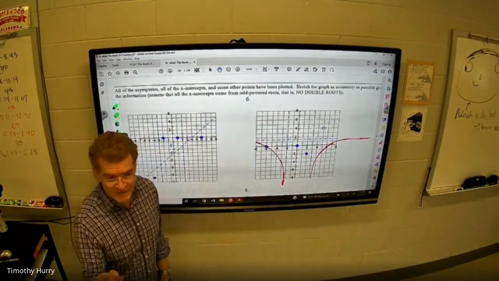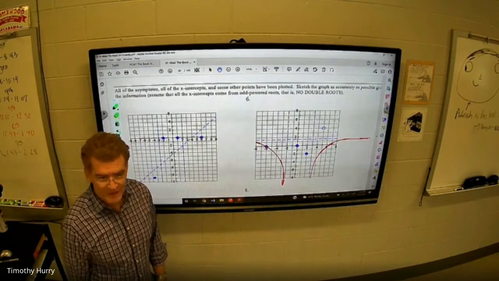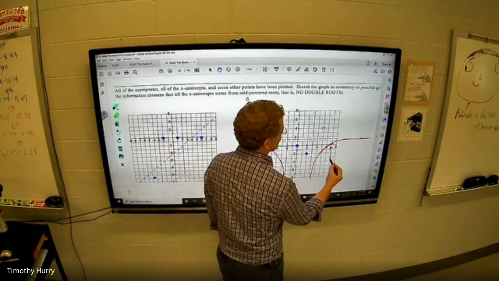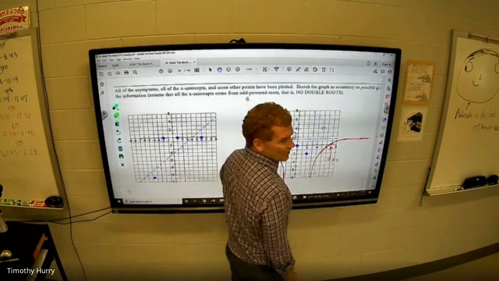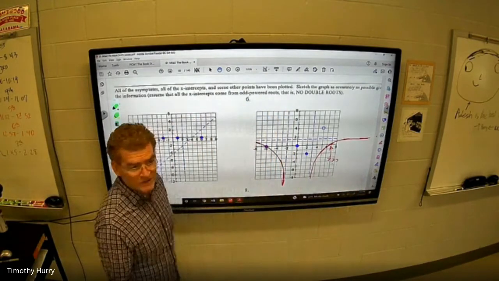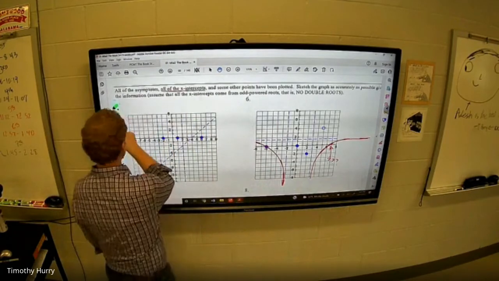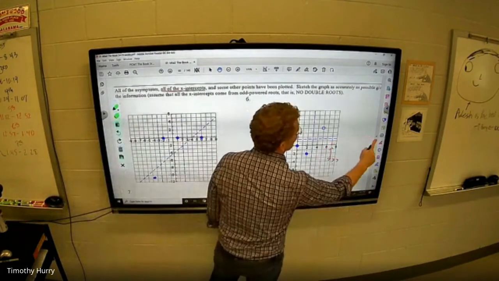Somebody will do this in this class. Somebody, maybe more than one. And I'm just going to go, what the heck, man? Why? How do you cross that magically? There are no more x-intercepts. We've plotted all of them. Okay, so that is not an option right here. Can't do that. So what is my option?